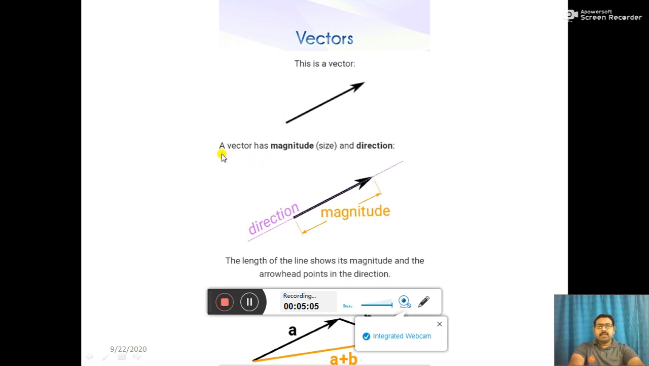Then a vector has magnitude and direction, which is shown here in graphical form. Magnitude is nothing but the length of the vector, and the cap is showing the direction of the vector.